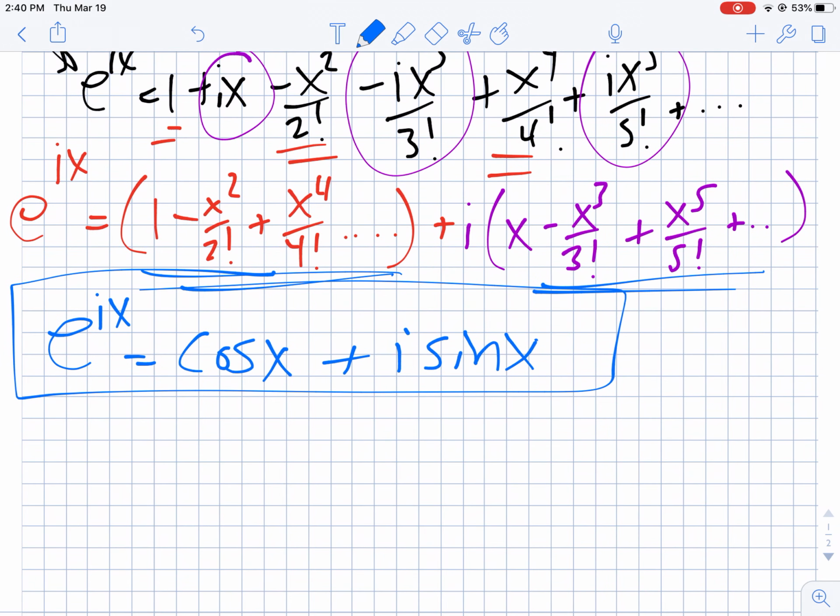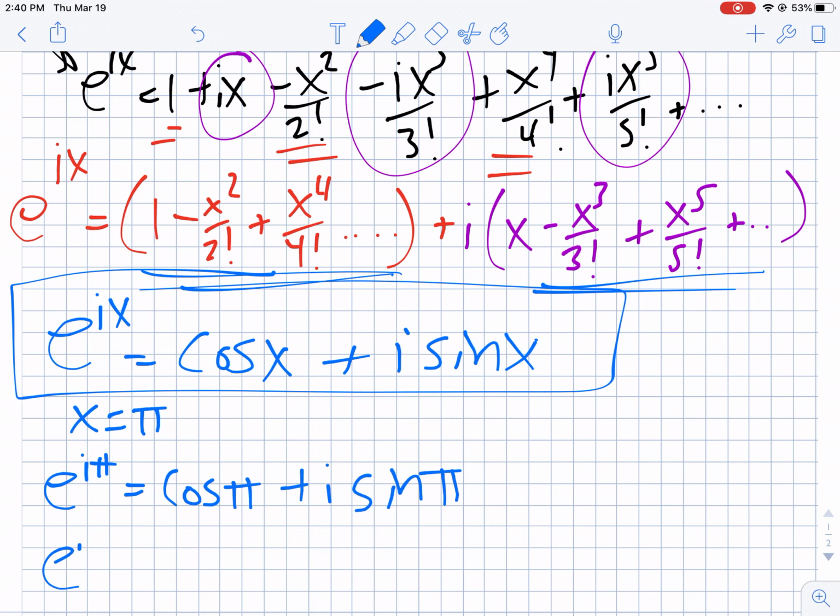So if you want to prove our basic thing that we started with, plug in x equals pi. So e to the i pi equals the cosine of pi plus i times the sine of pi. The sine of pi is 0. The cosine of pi is -1. Gorgeous. And all using Maclaurin series.